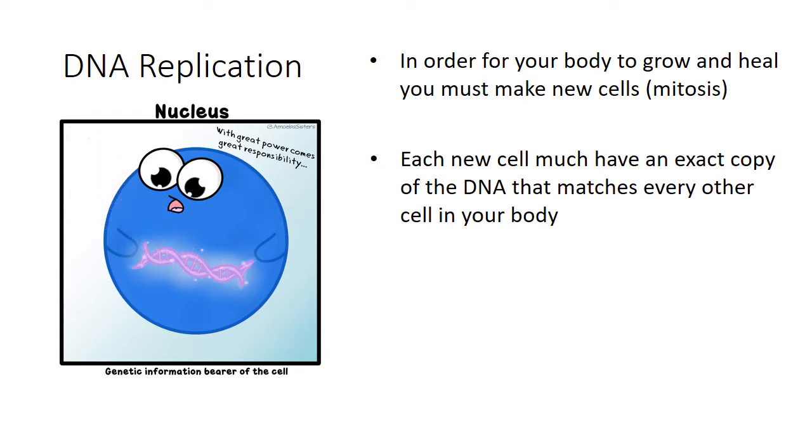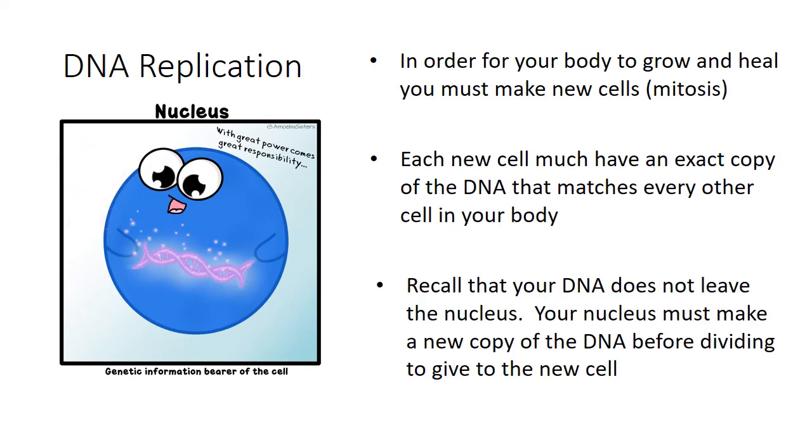In fact, every cell in your body has to have the exact same copy of DNA, no matter what that cell's function is. So your skin cells have to have the same DNA that your heart cells have, even though they look very different and have a totally different function. Remember, your DNA does not leave the nucleus. So how did the cells get a new copy of this DNA? Well, your original cell's nucleus must make it before dividing, so it can give it to the new cell. And this whole process is called DNA synthesis, or DNA replication.